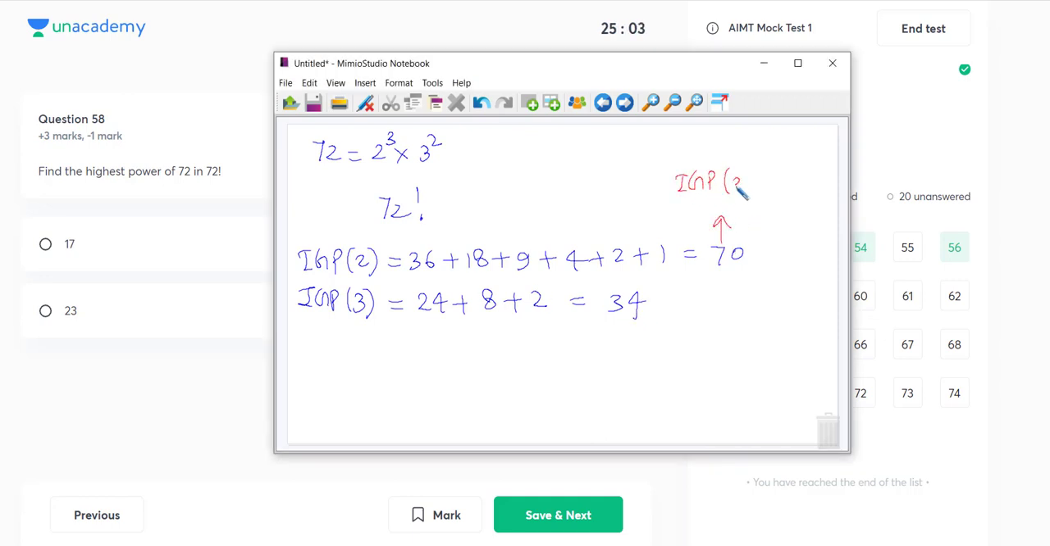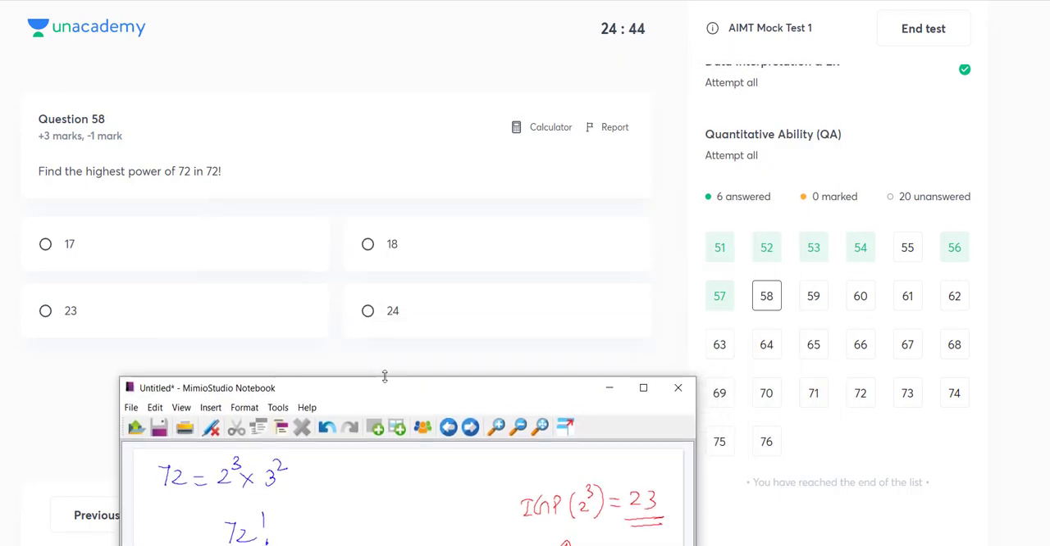Over here we come to know that IGP of 2 cube is going to be 70 divided by 3, the quotient is 23. And IGP of 3 square is going to be 17. So how many complete groups can we form from 17 and 23? 17. So overall IGP of 72 becomes 17. The answer is the first option.